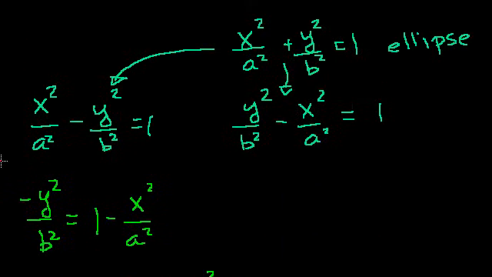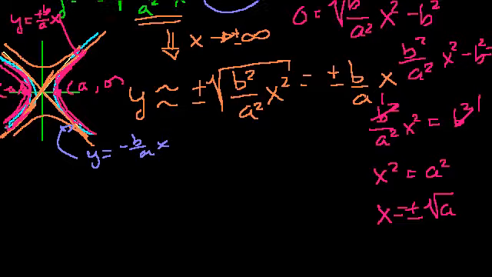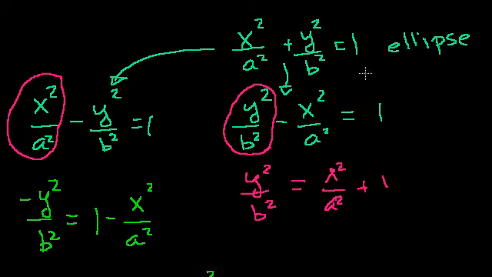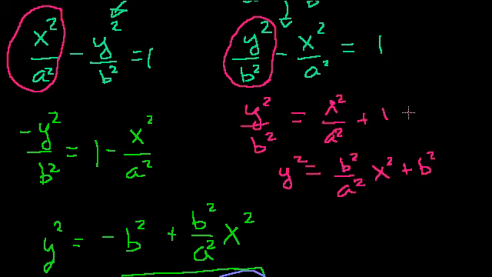So notice that when the x term was positive, our hyperbola opened to the right and the left. And you could probably guess from deductive reasoning that when the y term is positive, which is the case in this one, we're probably going to open up and down. And let's just prove that to ourselves. So let's solve for y. You get y squared over b squared. We're going to add x squared over a squared to both sides. So you get equals x squared over a squared plus 1. Multiply both sides by b squared. y squared is equal to b squared over a squared x squared plus b squared. Got to distribute the b squared.